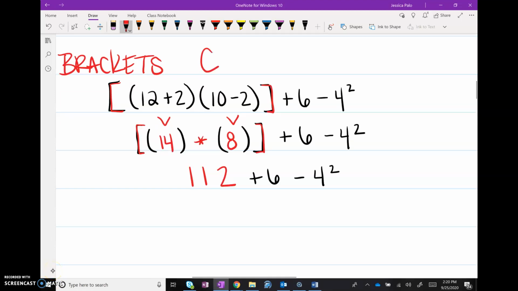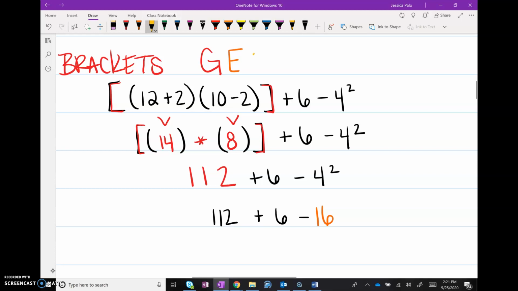So we have finished with G, so now we can move on to E, exponents. And I see 4 to the second power. 4 to the second power equals 16, and that is the only exponential part of this expression that I see, so we can bring down the rest of the problem.